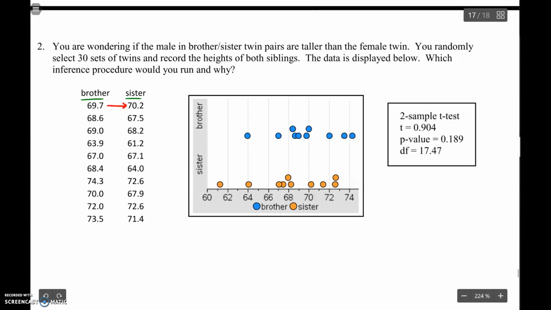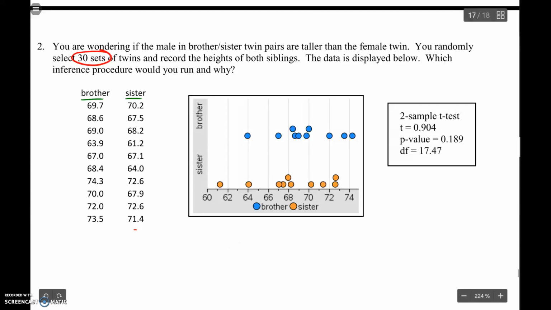This is paired data. This brother-sister pair needs to be linked together. I could not, for example, just sort the sisters from short to tall, because I'd lose my pairing with the boys, right? So this is paired data. I could not have more girls than I have boys. Another way to look at it is I took a single sample of 30 pairs.